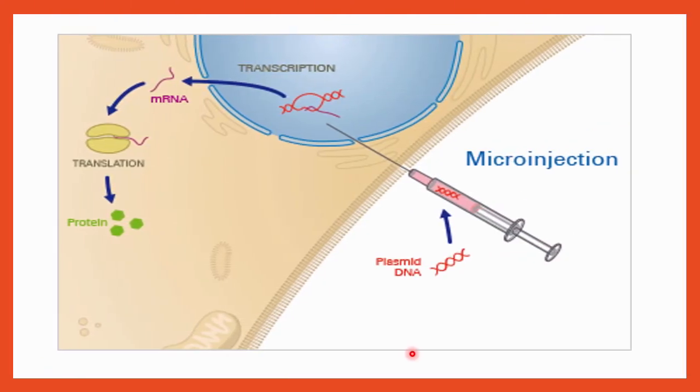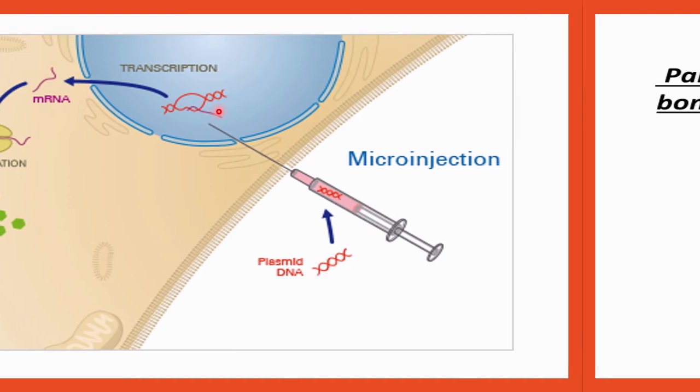Now let me explain more by using this diagram about microinjection. Here you can see the plasmid DNA which is filled inside this microinjection needle, and by using this microinjection it is injected directly inside the nucleus. In this way the recombinant plasmid DNA will enter directly inside the nucleus. Next is the gene gun method.